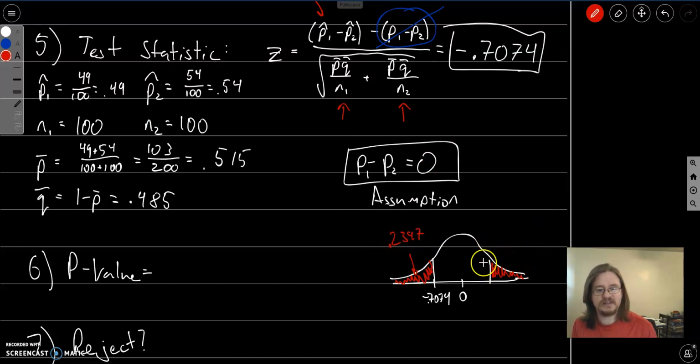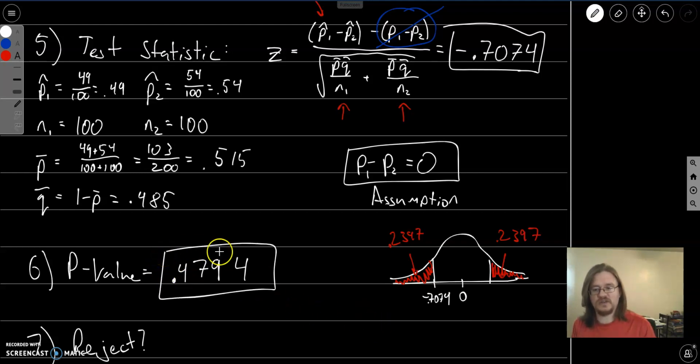0.2397. But it could be that P1 is a lot bigger than P2, in which case we have the same area up here. This is going to be 0.2397. And our p-value is in fact going to be the sum of these two guys. So I'll just have to do a little bit of addition in my head. I didn't write this down beforehand. So our p-value is going to be 0.4794, the sum of both of these guys.